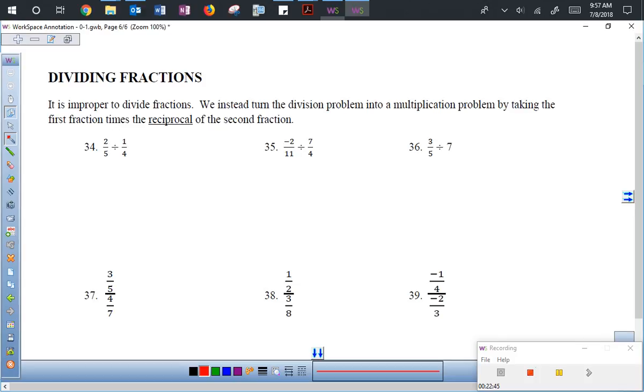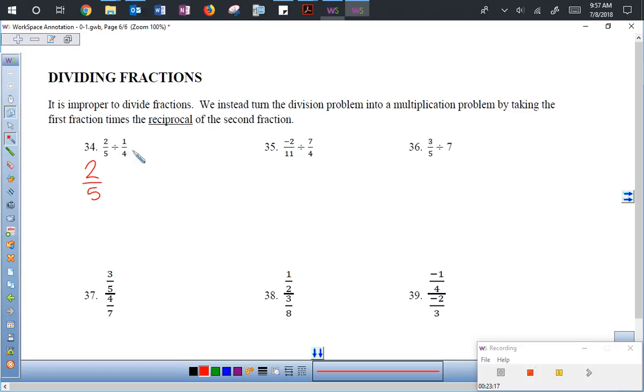Finally, we're going to talk about dividing fractions. Now, here's what's tricky about dividing fractions. In fact, when you talk about dividing fractions in mathematics, we never actually divide fractions. Instead, what we do is we multiply by the reciprocal. So, on 34, I have 2/5 divided by 1/4. We don't like that. So what we're going to do instead is we're going to leave the first fraction as it is, 2 over 5.